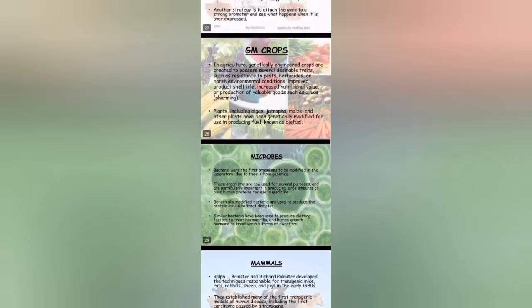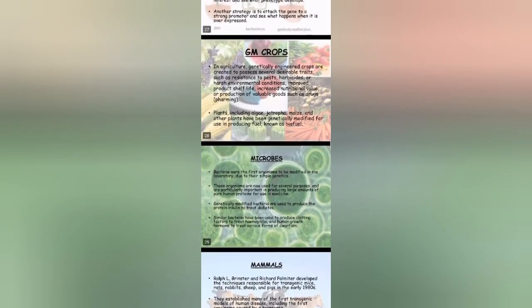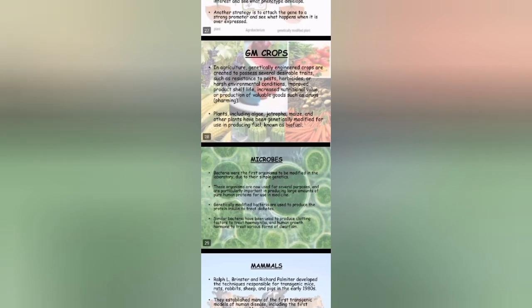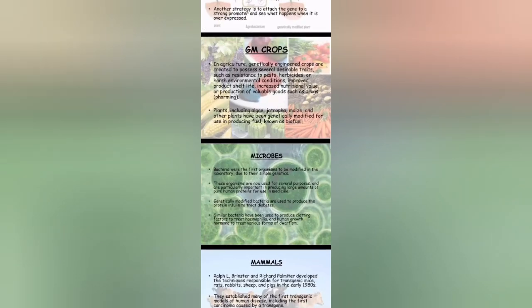GM crops. In agriculture, genetically engineered crops are created to possess several desirable traits, such as resistance to pests, herbicides, or harsh environmental conditions, improved product shelf life, increased nutritional value, or production of valuable goods such as drugs. Plants including algae, jatropha, maize, and others have been genetically modified for use in producing fuel known as biofuel.